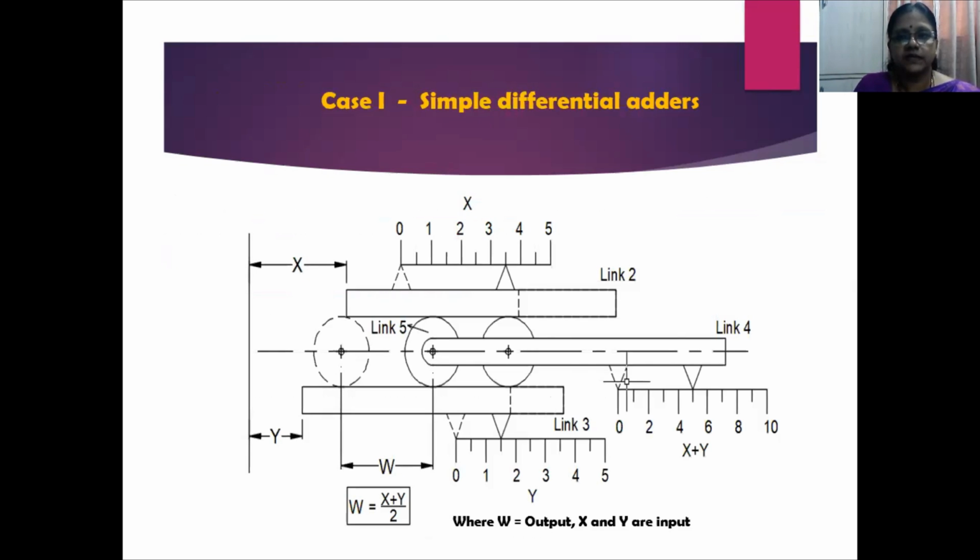For example, let us take case by study. Case 1 will take simple differential adders. Now you can see a 5-link kinematic chain. In this 5-link kinematic chain, as a rule in kinematics of machines, a kinematic chain can be converted to mechanism if at least one link is constrained or fixed. At least one link has to be fixed and motion to be given to some link in order to obtain a predictable motion or path.